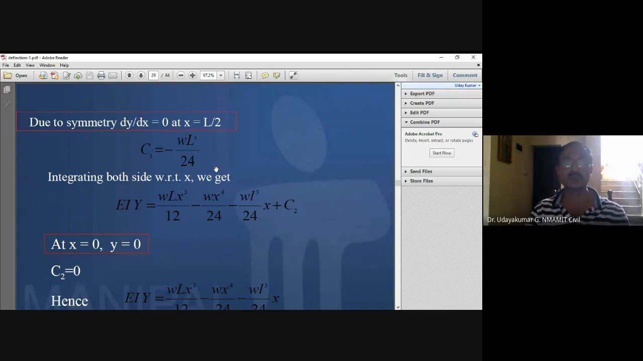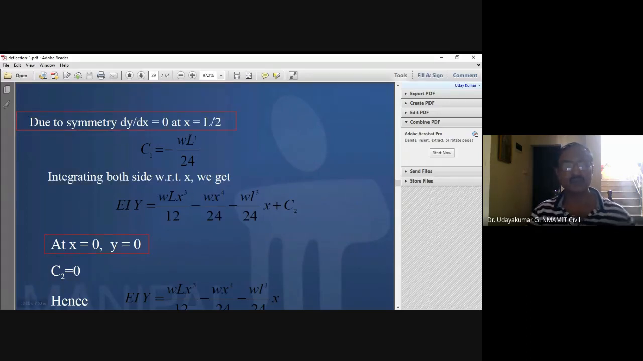C1 is negative always in case of a simply supported beam, and the value of C2 is 0, because at x equal to 0, y equal to 0. See, all the terms containing x vanish here except C2. Therefore, for the simply supported beam, without any hesitation, just write C2 equal to 0, whereas C1 is negative.